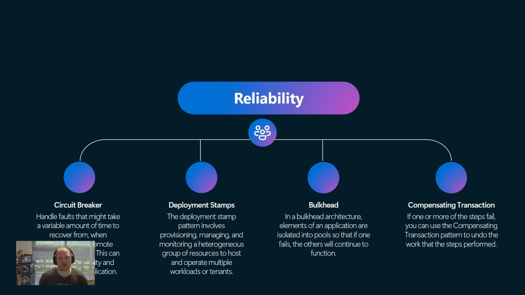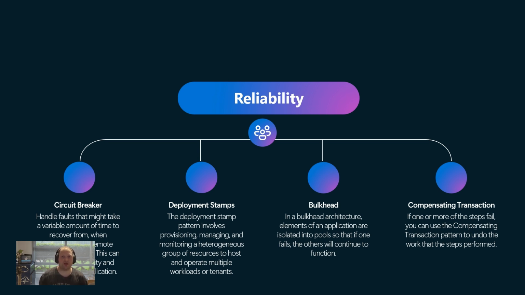Circuit breaker. So the circuit breaker pattern is designed to handle faults that may take an indeterminate amount of time to recover from, especially when connecting to remote services or resources. By implementing a circuit breaker, we can prevent repeated failures from overwhelming our system. This pattern improves the stability and resiliency of our application by detecting failures and encapsulating the logic of preventing a failure from constantly reoccurring. Essentially, it breaks the circuit to stop the flow of requests to a failing service, allowing it time to recover.